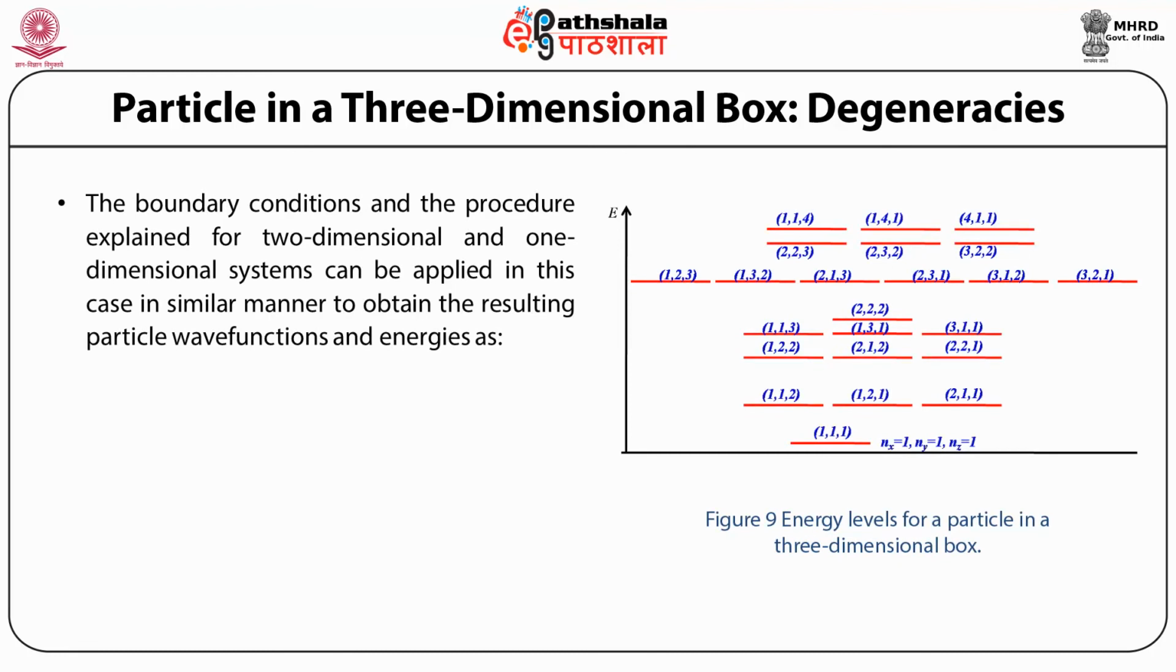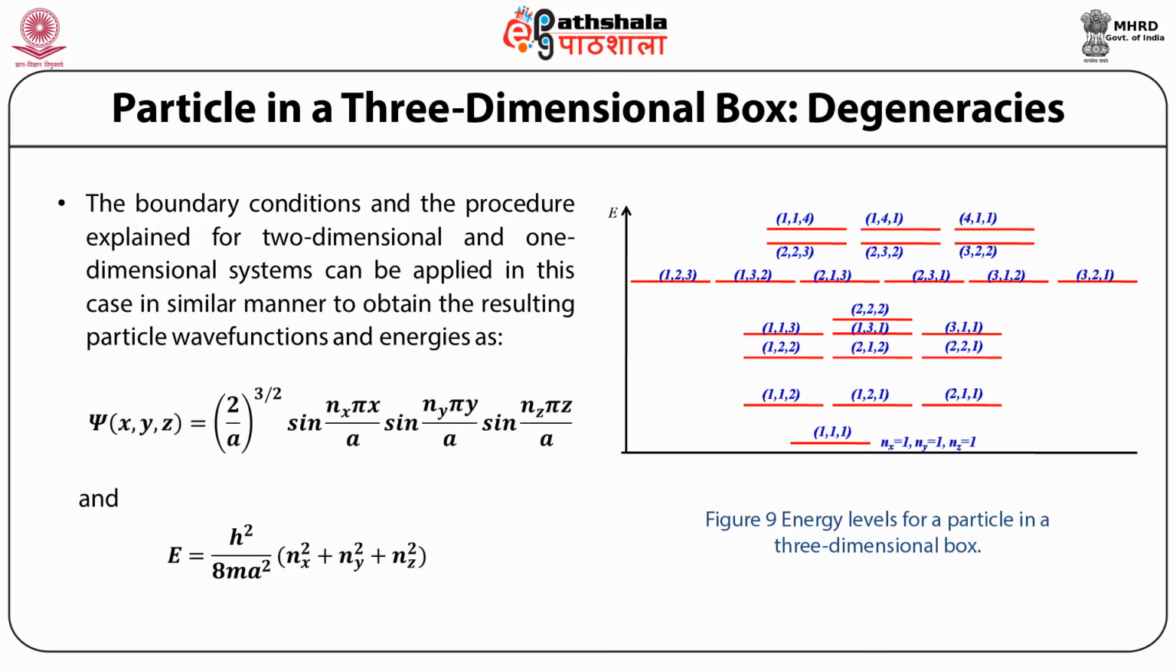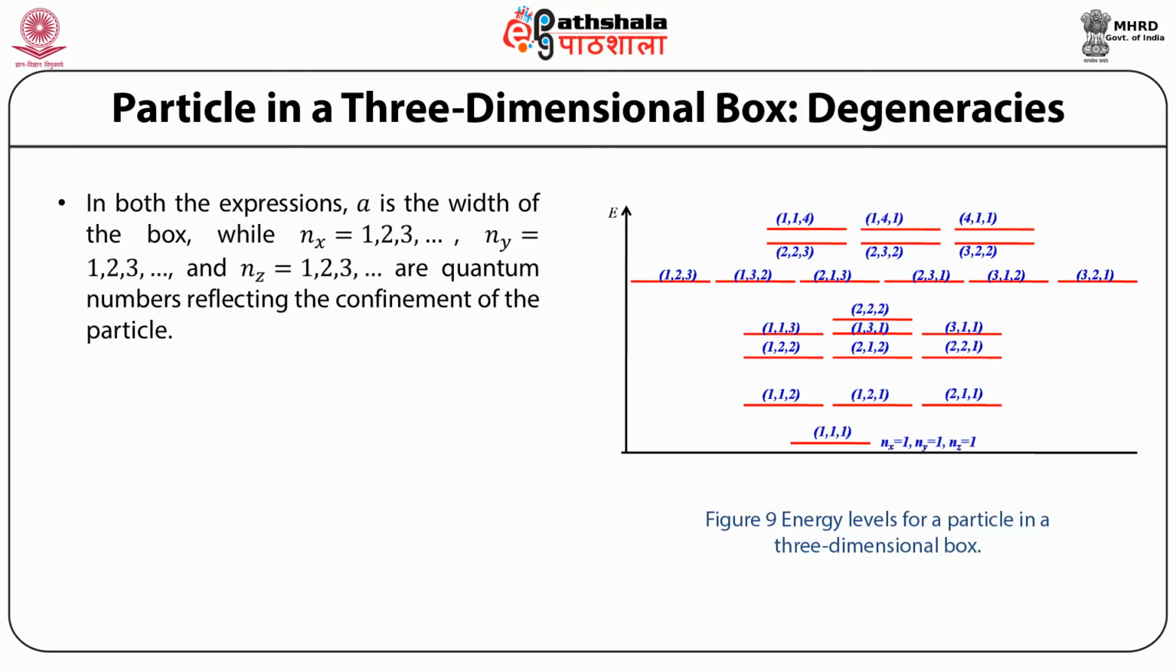The boundary conditions and the procedure explained for the two-dimensional and one-dimensional systems can be applied in this case in a similar manner to obtain the resulting particle wave functions and energies as psi xyz equal to 2 by a to the power 3 by 2, multiplied by sine of nx pi x by a, multiplied by sine of ny pi y by a, multiplied by sine of nz pi z by a, and E equal to h square by 8ma square multiplied by nx square plus ny square plus nz square, while nx, ny and nz can vary from 1, 2, 3, etc., which are the quantum numbers reflecting the confinement of the particle.